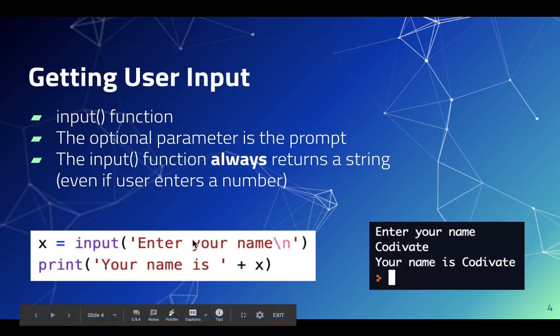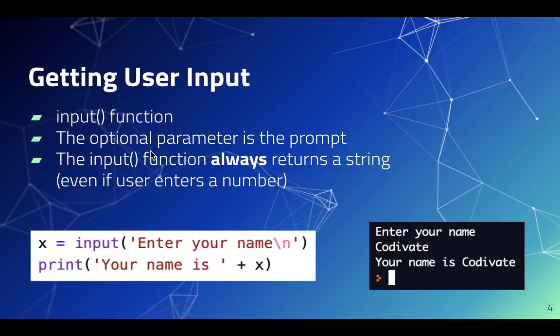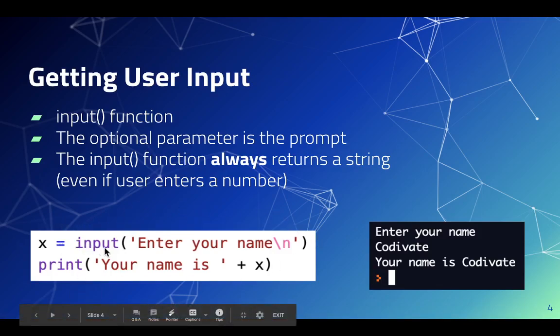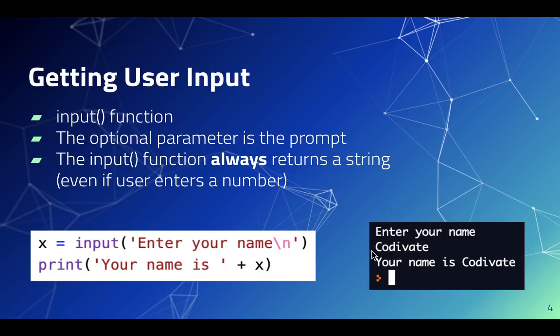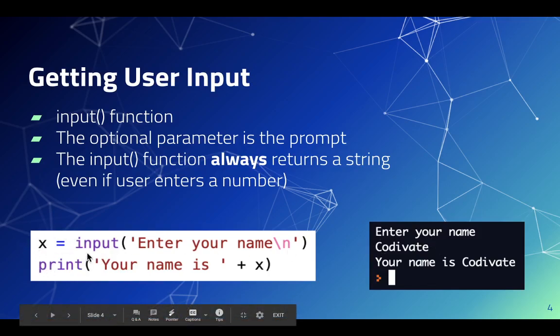So for example, in the image, you can see enter your name, which happens as a result of this prompt. So the string you pass into the input function is known as the prompt, or essentially what you're asking from the user. Then the input function will wait for you to type something. So this text Codivate was actually typed by the user. And then it just stores that result into the variable x, and then it prints your name is and the value of x, which happens to be Codivate in this example.